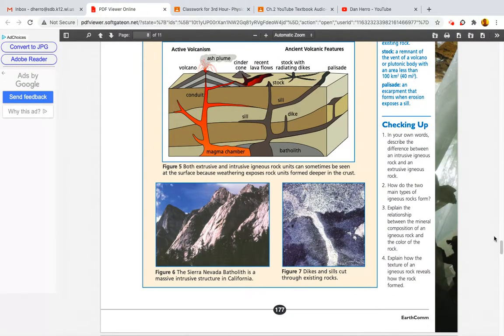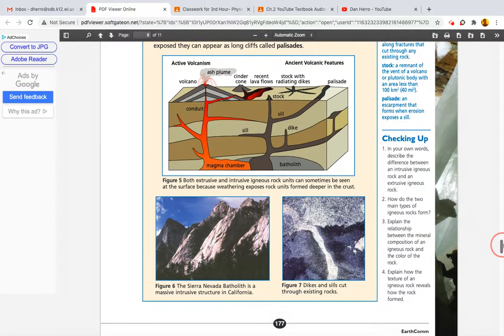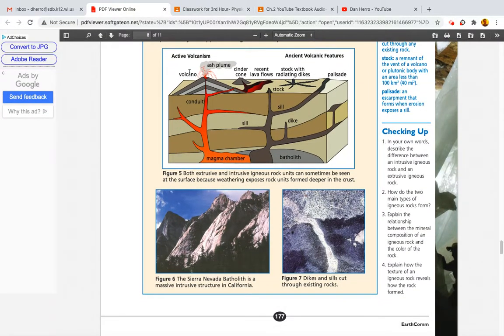Let me scroll up a little bit so we can describe this. So you have active volcanism and you have ancient volcanic features. So you've got a batholith, dike, sills, the stock with radiating dikes. Then you have your active volcanism over here. You've got your magma chamber, your conduit, volcano, ash plume, cinder cone, recent lava flows.